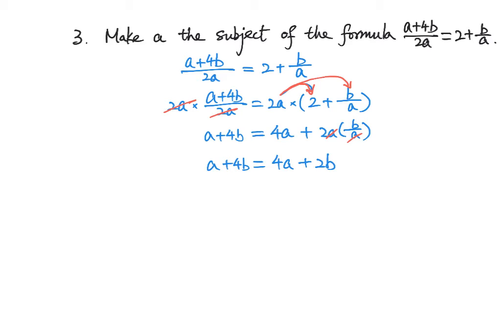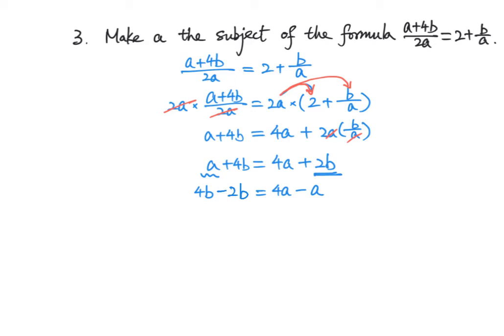We want to make a the subject, so we need to group them on one side. So I want to keep 4a on the right hand side, so I move a to the right. So change sign, change operation. Here addition, change to right hand side become subtraction. And I keep 4b on the left, and then I move 2b to the left. So change sign, change operation. Here positive, change to left hand side become negative. So negative 2b. Okay, minus 2b.